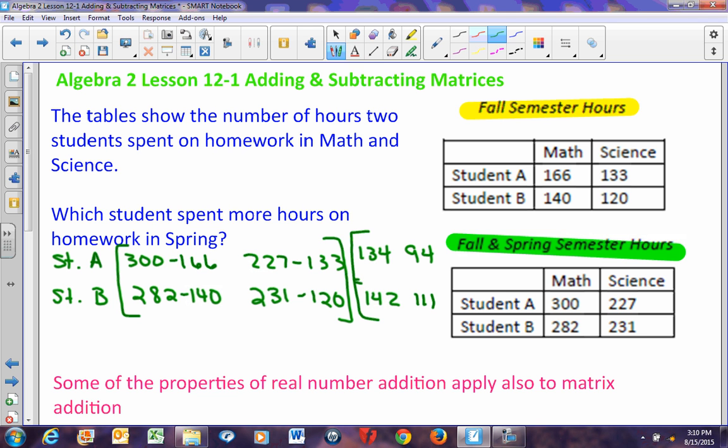So by looking at this matrix, now this matrix here would just be the spring hours. So if we look at this, which student spent more hours studying on homework in the spring, you can clearly see that student B spent more time on homework in the spring. So the answer here would be student B.